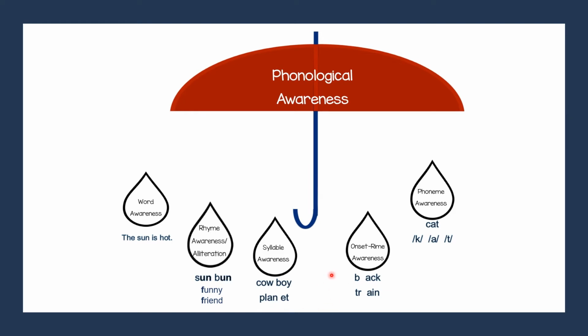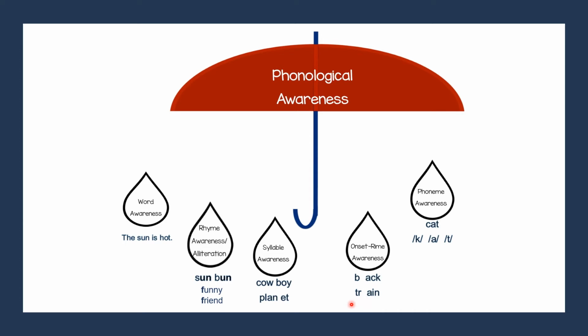And then we're going to move on to the onset rhyme awareness. So the onset of a word is just that beginning sound. So in the word back, b is the onset. And then as we said before, the rhyme unit would be the ak part. It's the vowel and what comes after it. So b, ak. The onset is b and ak is the rhyme. So the students would break the word into the onset and the rhyme.